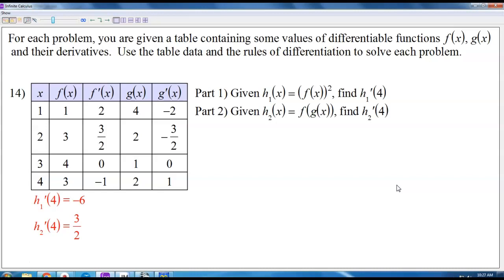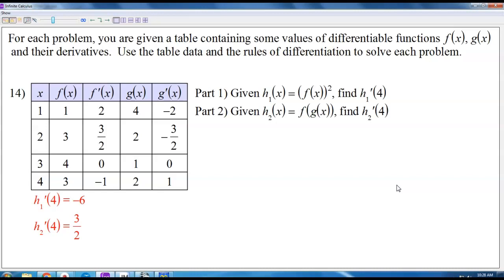And then we're plugging in 4. So h1 prime of 4 equals 2 times f of 4 times f prime of 4. So 2 times, f of 4 is 3. F prime of 4, negative 1. So 2 times 3 times negative 1. That's negative 6. That's good. Questions on that?